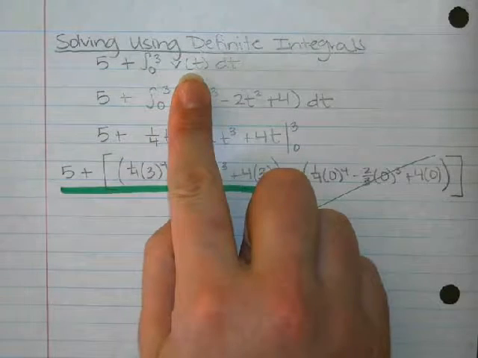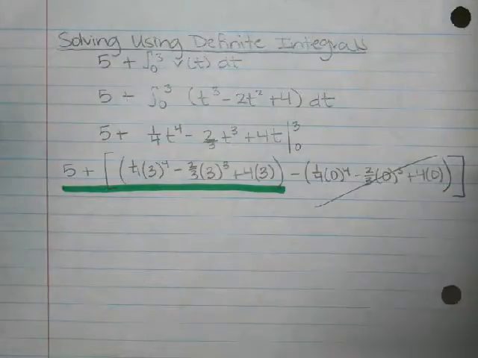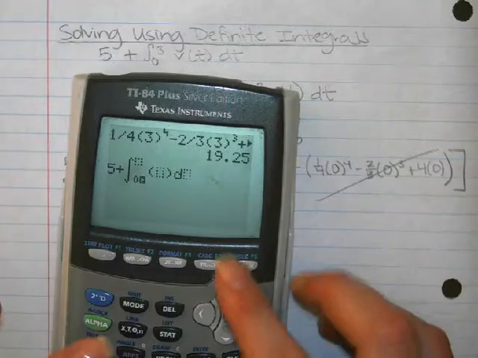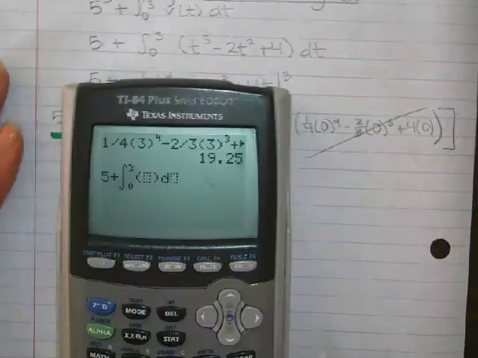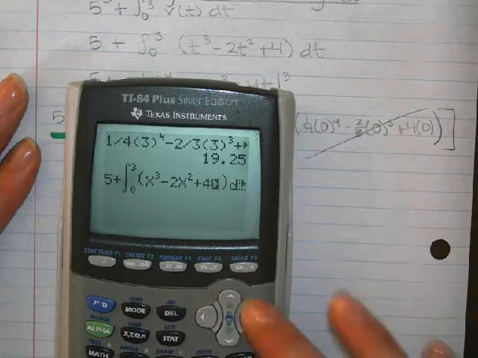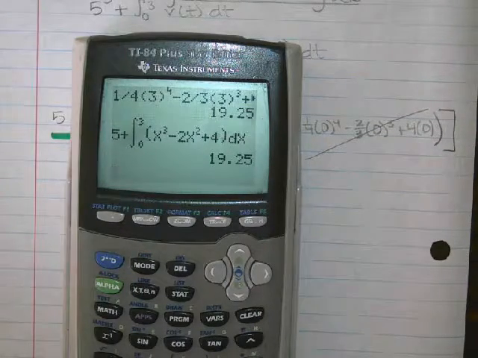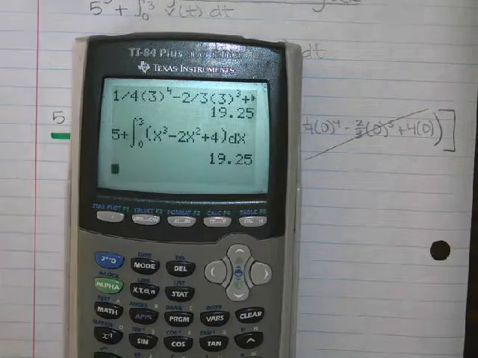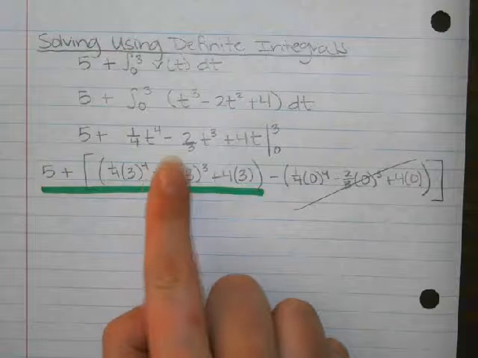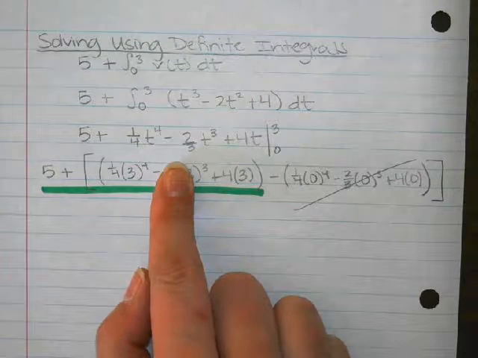This one, if you're doing it in a calculator, is definitely less work, because you can literally type in 5 plus from 0 to 3 of that original function, x to the 3rd minus 2x squared plus 4 dx, and it will go right to that 19.25 with a lot less work. Does that make sense? So I want to do another example of just using this method, so we can see how quick it is from start to finish.